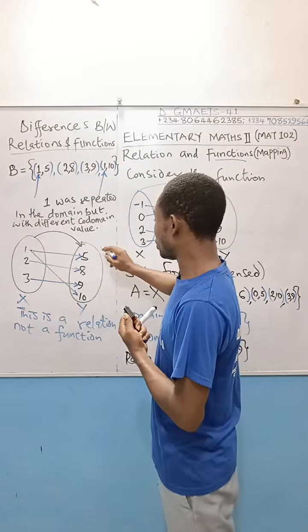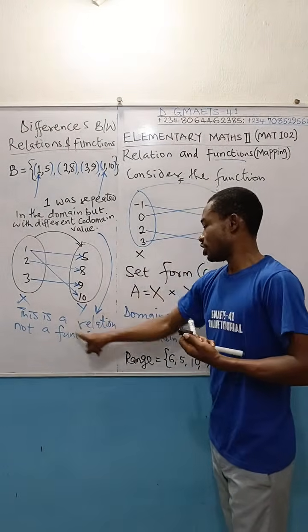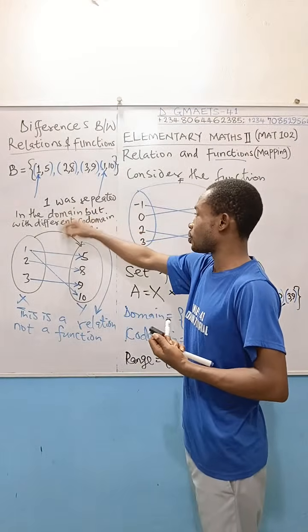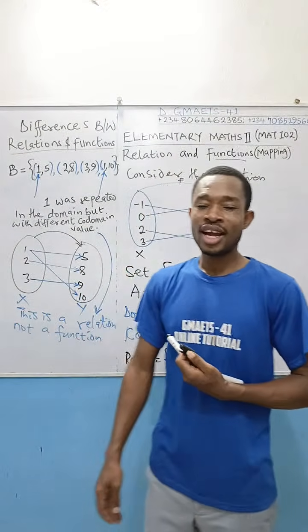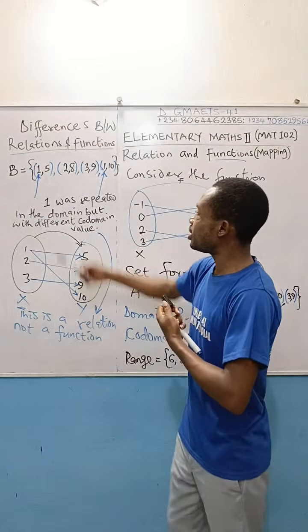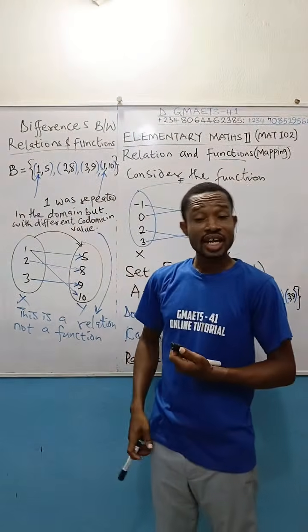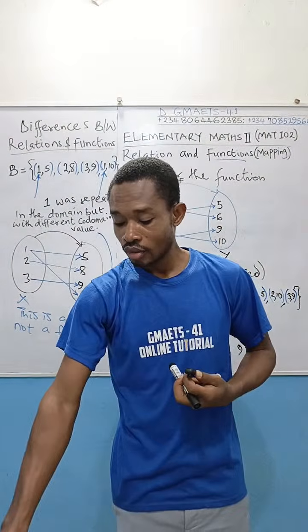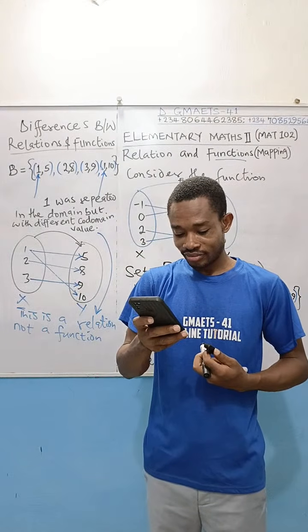Let me link up the conclusion here. This is a relation, not a function, and this is the reason. 1 was repeated in the domain, but that 1 was assigned to different elements of the codomain. Assuming the elements of the codomain were the same, let's say this is 5 and this is 5, then that could have been a function. All right, guys, we are done with this.